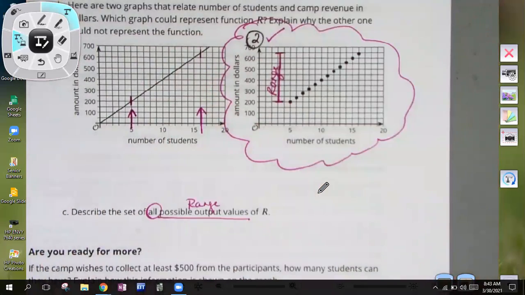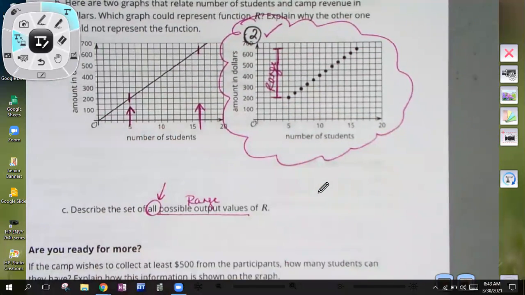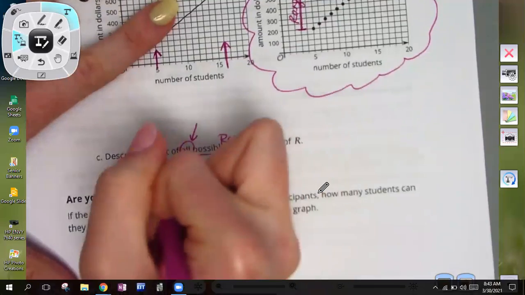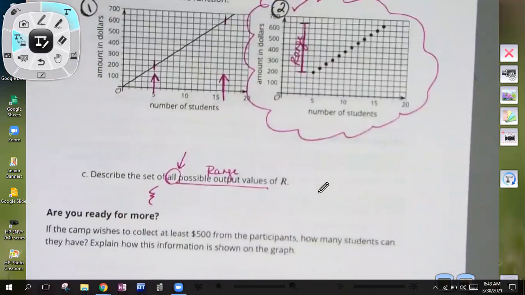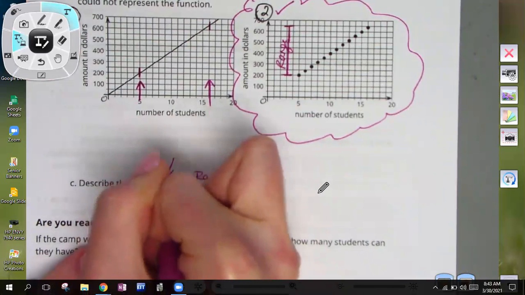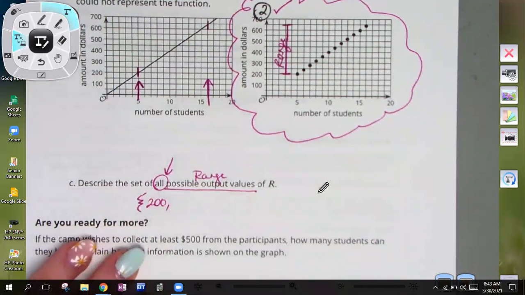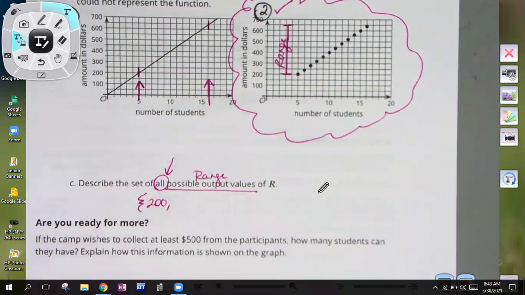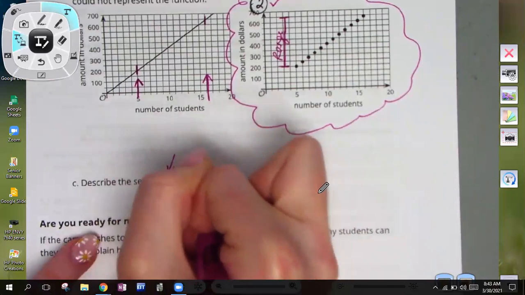All right, now it wants us to describe the entire set. Okay, so just like earlier, we have to put that funky little bracket. All right, what is the lowest point on my function? 200. Okay, and it wants us to describe all of them. How is it increasing? 250. Nope, 40 by 40, so it would be 40, 240.